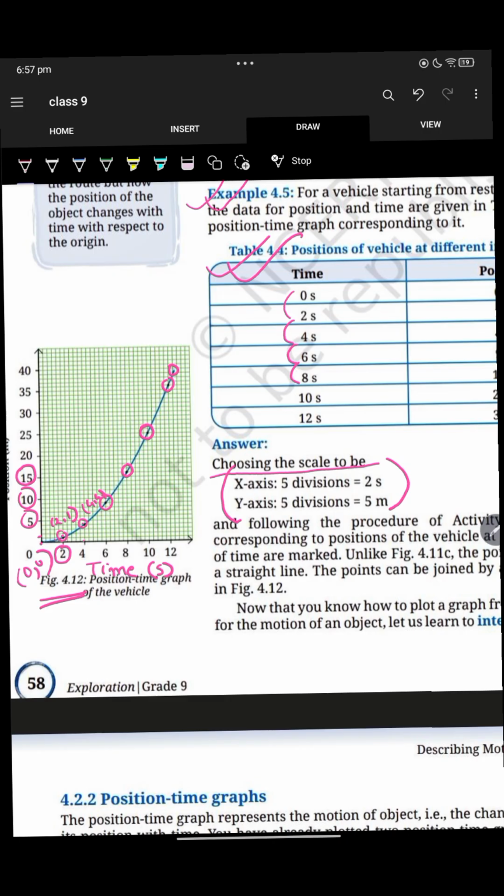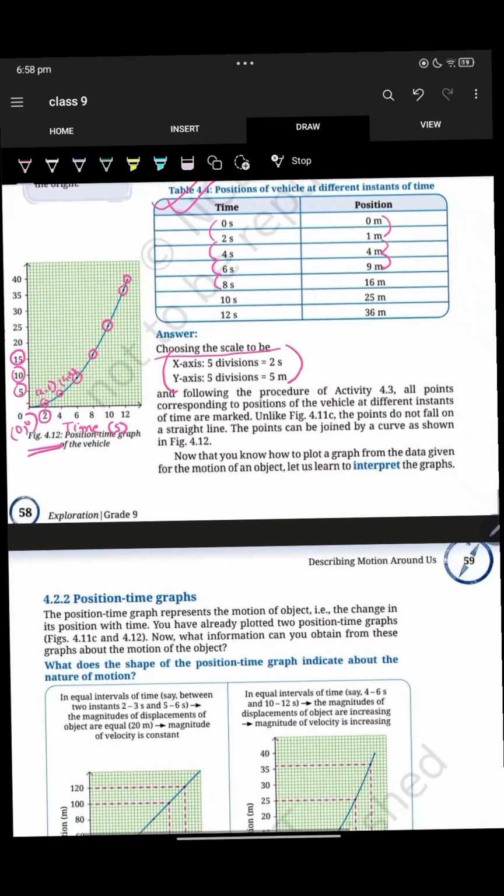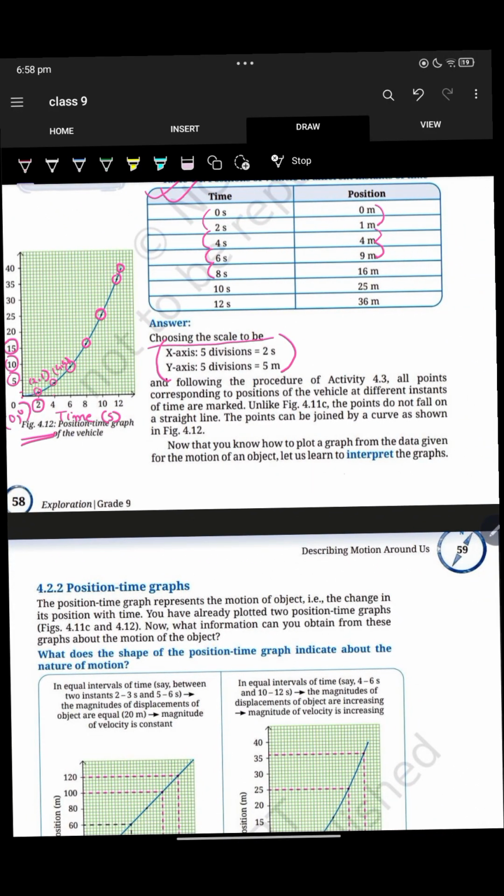And see, it is quite different from the previous plot. It is not a straight line passing through the origin. Yes, it is passing through the origin, but it is not a straight line. It's a curved line, right? So how do you interpret the graph?